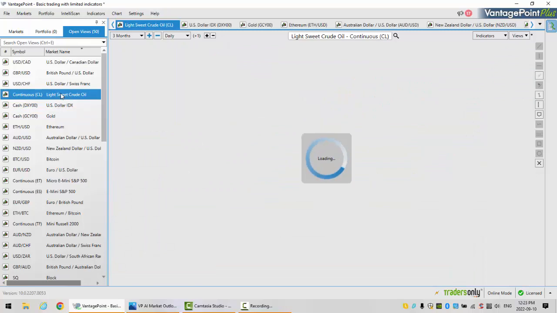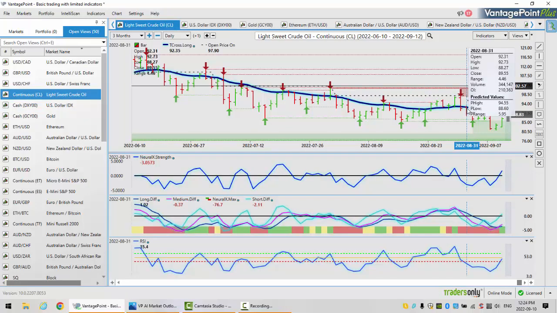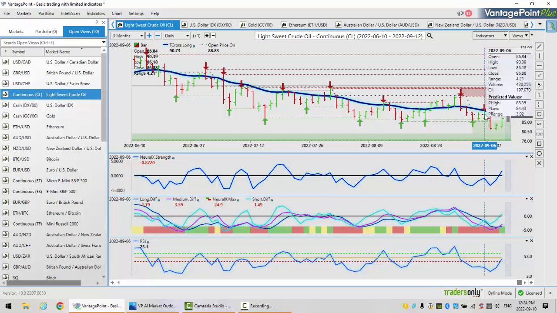Now, with light sweet crude oil, it too remains under pressure. You can see that after the breakdown of the T-cross long, we've come back up, retraced to it this week. Again, be very careful. This past week, this is the Tuesday bar I'm showing you, but you can see we rally up on Tuesday only to get pounded lower on Wednesday and basically staying down until Friday.